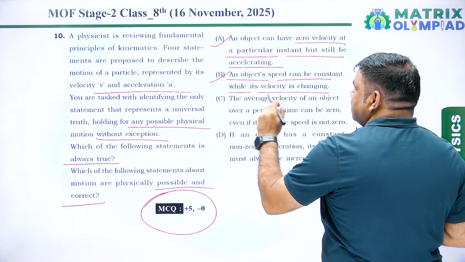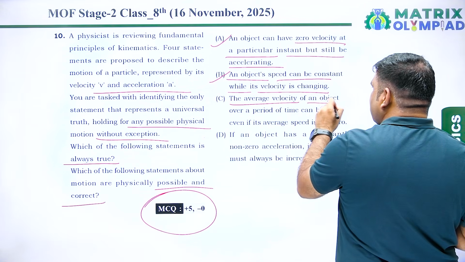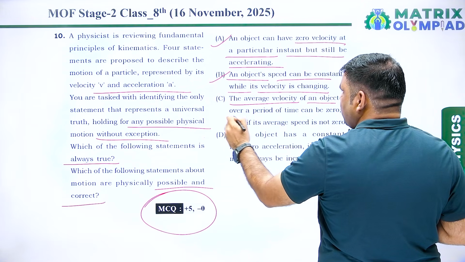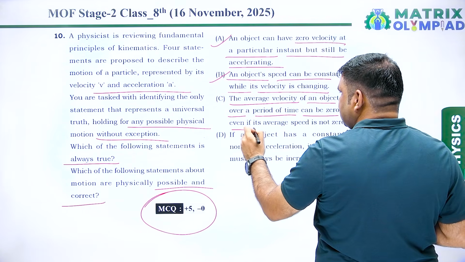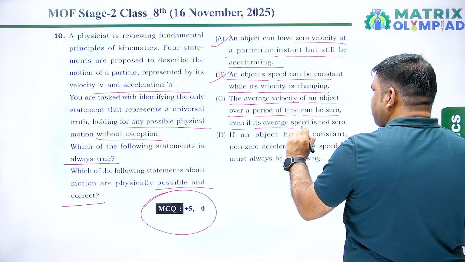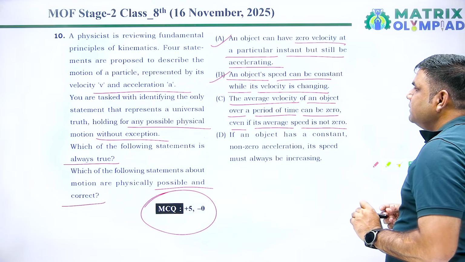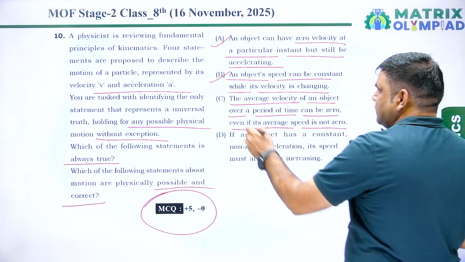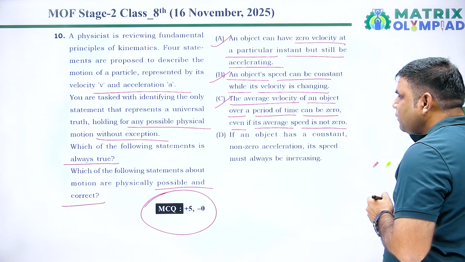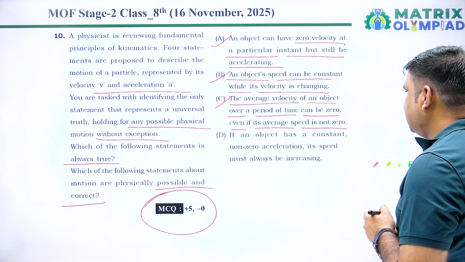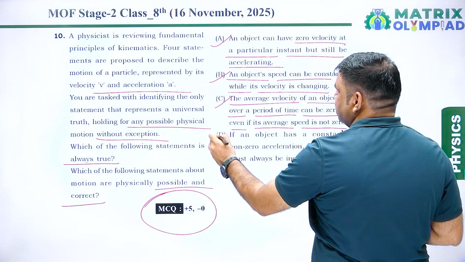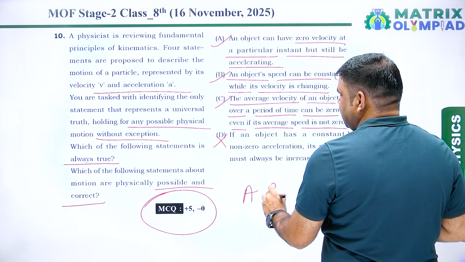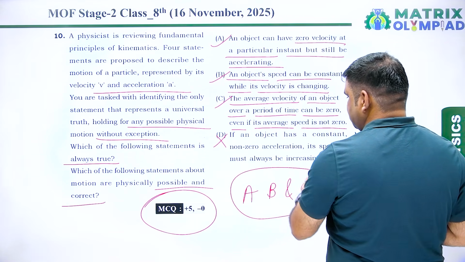Okay, the statement is that the average velocity of an object over a period of time can be 0 even if its average speed is not 0. Yes, this is also true. If an object has a constant non-zero acceleration, its speed must always be increasing. No, this is false. So our correct answer is A, B and C for question number 10.